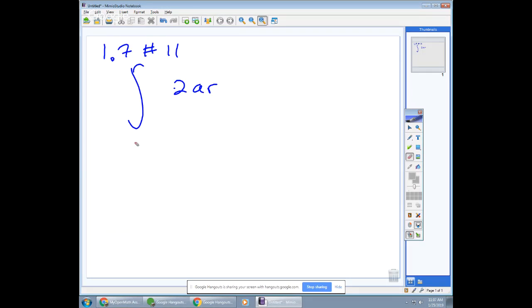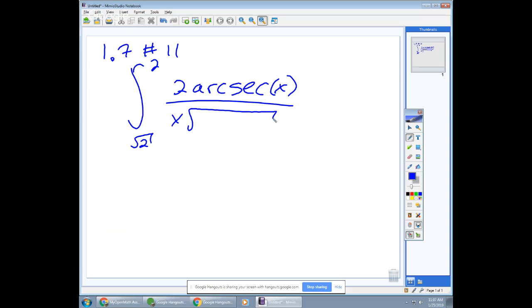We'll get there. Square root of 2 up to 2, like that. And then this is positive 2 arc secant of x, and then that would be what? x square root of x squared minus 1 down here. Okay. Ready to go? It's just the definition. Okay, cool.